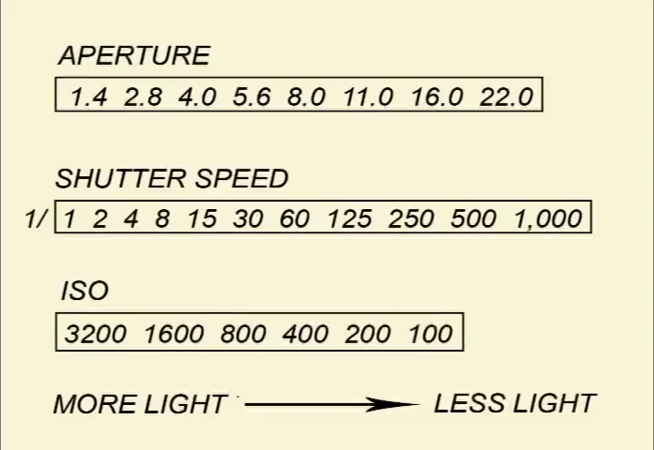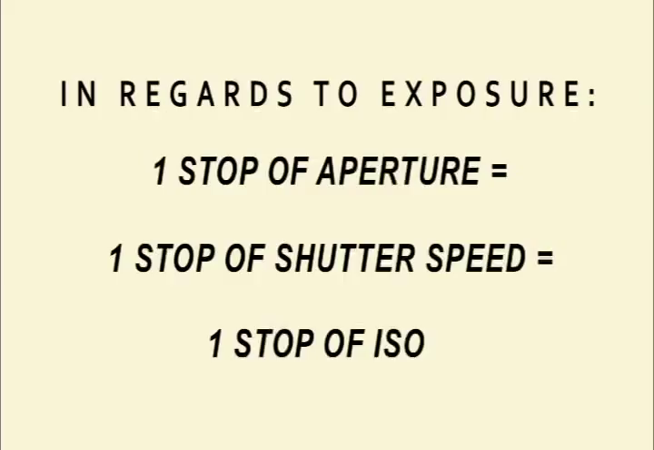This chart shows the full steps of aperture, shutter speed, and ISO. Although the chart can be extended in both directions, it does include the settings that most of you will be using most often. Photographers call each step on the chart a stop. In regards to exposure, the relationship between aperture, shutter speed, and ISO works like this.